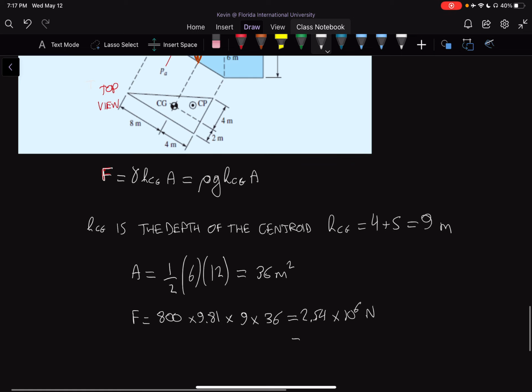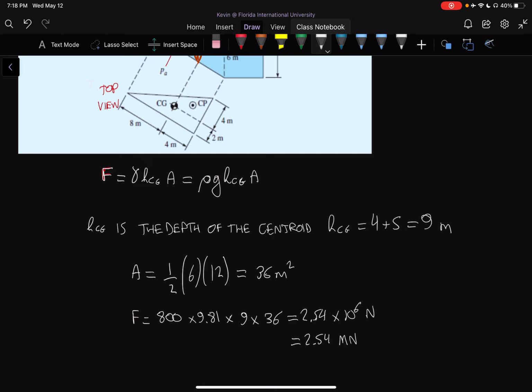Okay, and that means that it's equivalent to 2.54 meganewtons. So that's a very big number, okay? So you can see how just from a depth in oil, which has a little bit less density than water, how much pressure and how much force there actually is on a plate at that level.